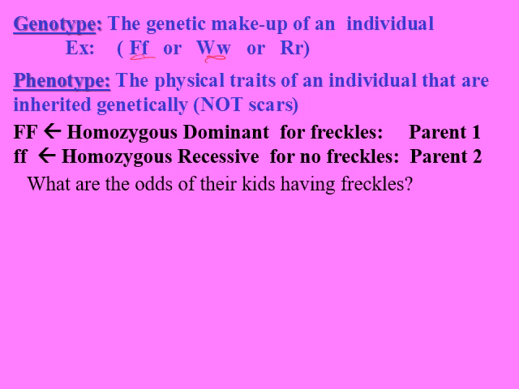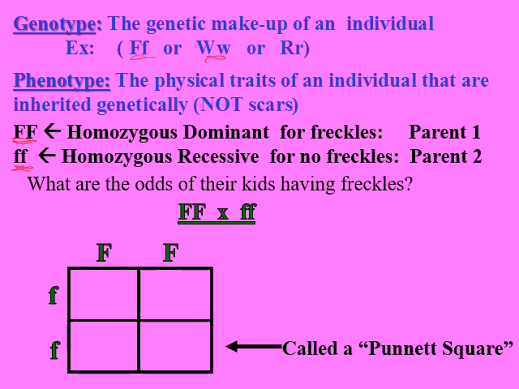So, for instance, we can extend this idea to predict what will happen in certain cases. If we had a parent who was homozygous dominant, that is to say, two capital Fs, for freckles, and a second parent who is homozygous recessive for no freckles, what are the odds of their kids having freckles? And we can mathematically figure that out using a thing called Punnett squares. This is what a Punnett square looks like. It's named after a mathematician who originally designed this.